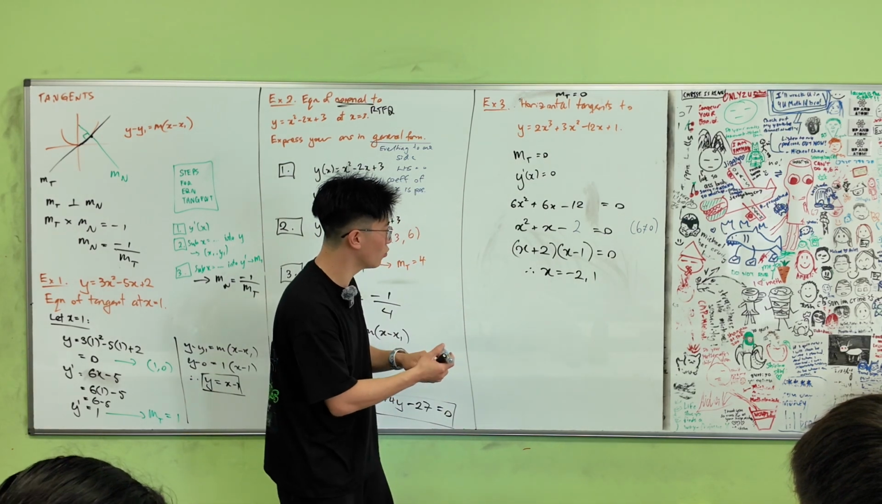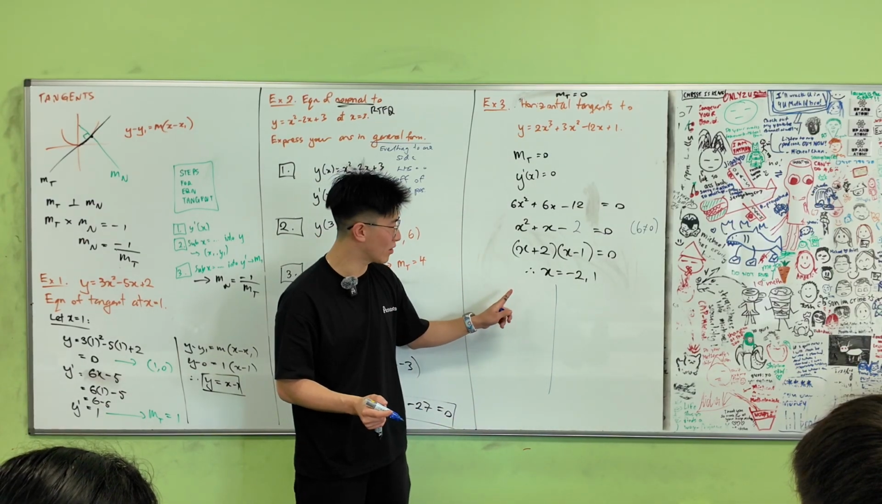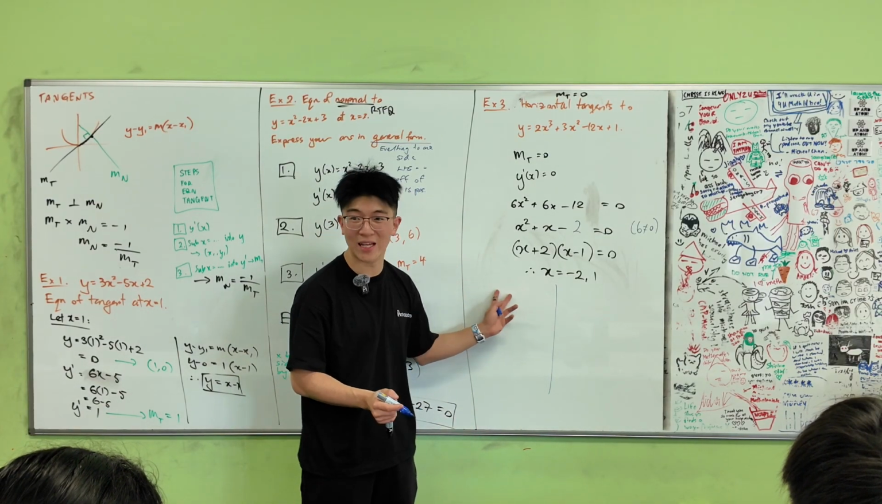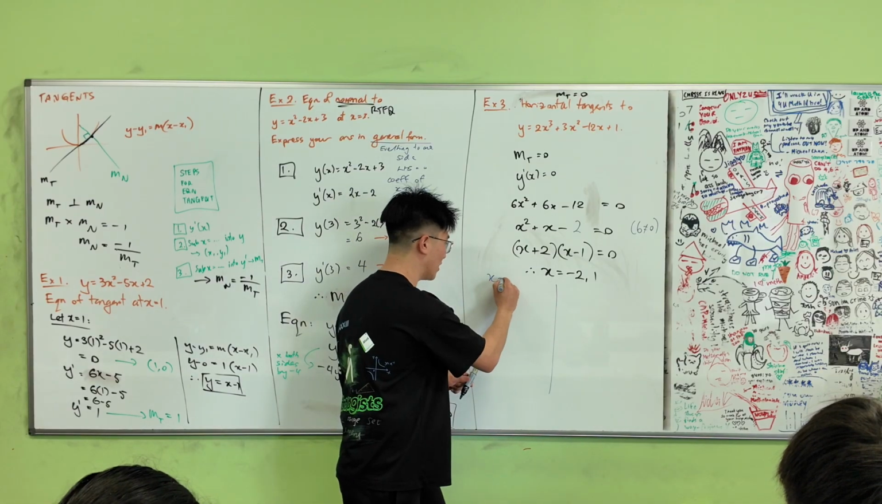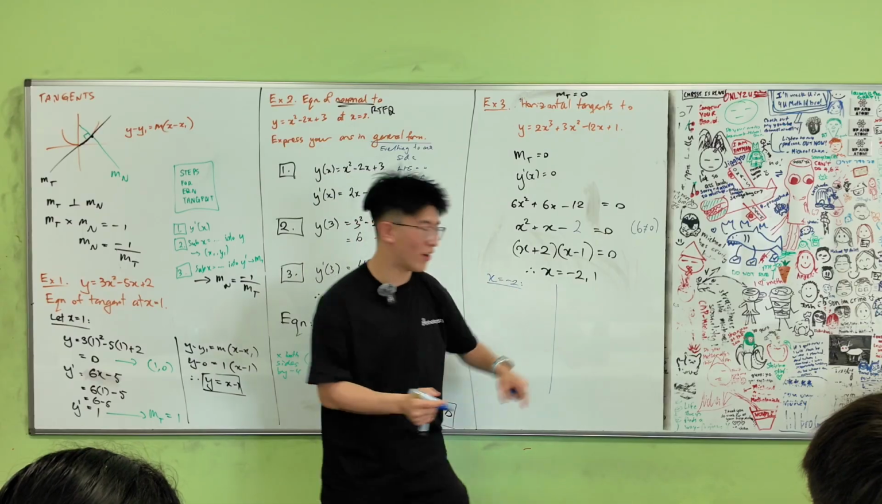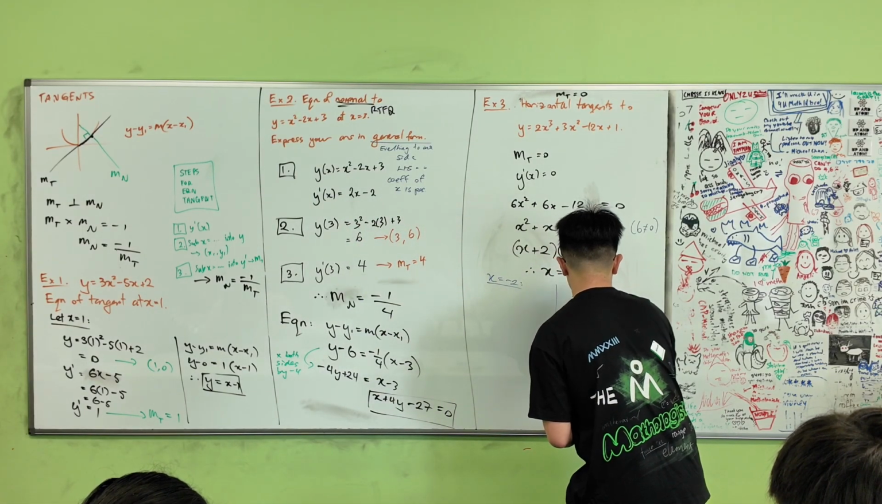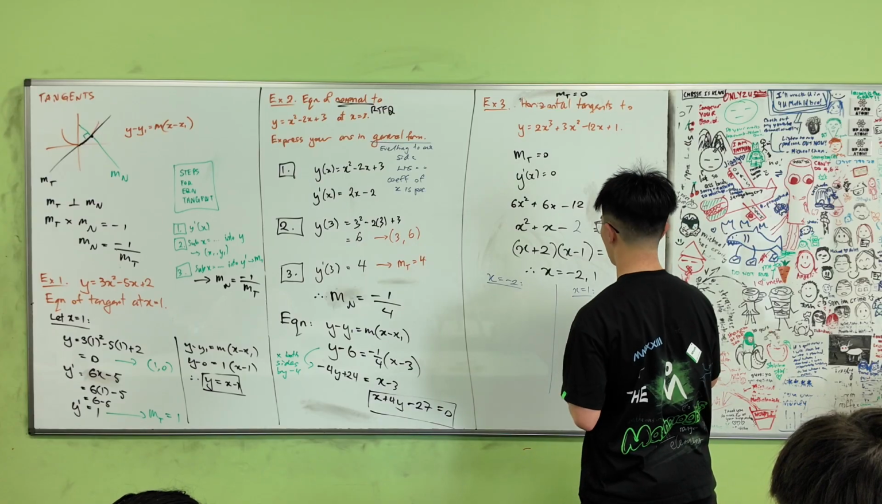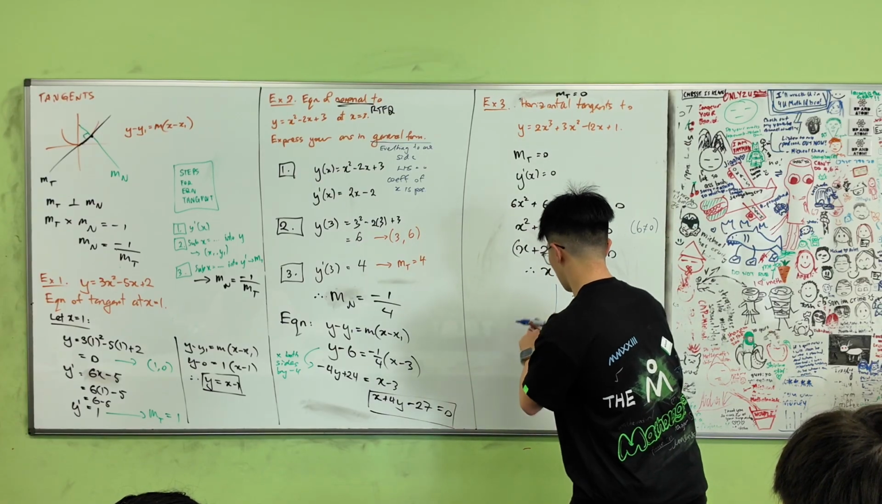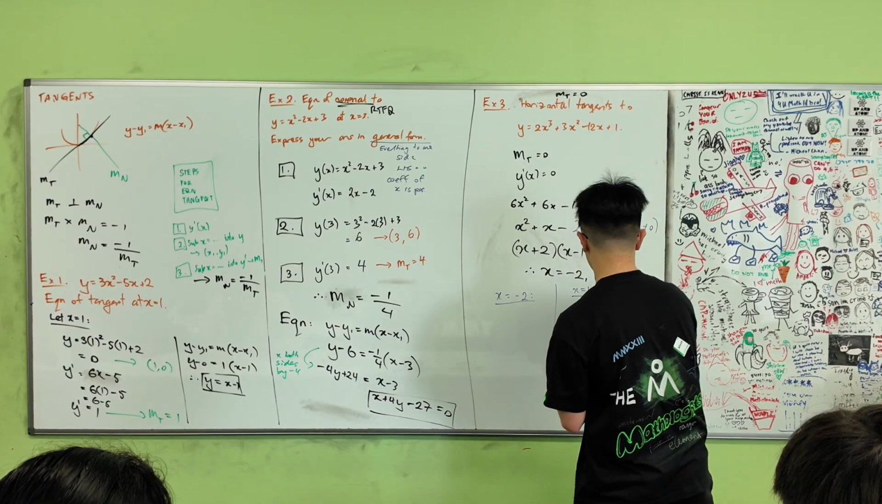So I'm going to do one of them for you, and you're going to do another one. Can you guys try and find the equation of the tangent when x equals negative 2? So for x equals negative 2, find me the equation of the tangent, and I'll do it for this one, so you have half the work.